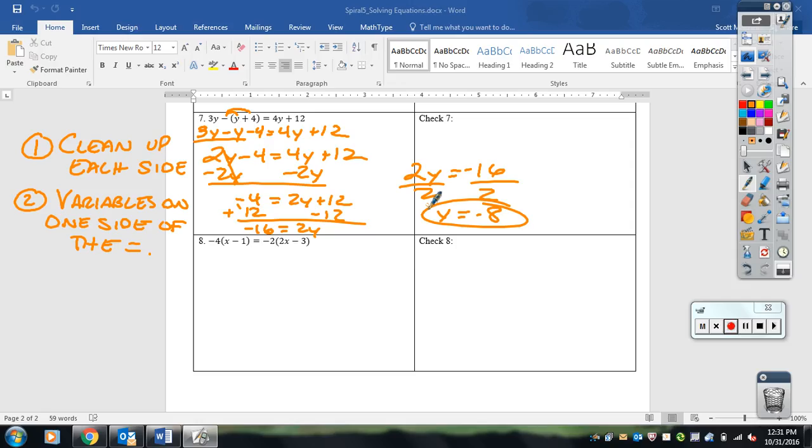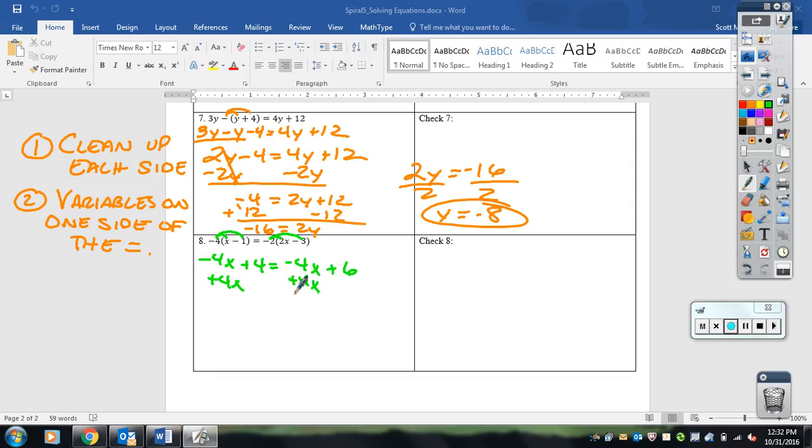For number 7. And for number 8, again, some cleaning up to do. Let me distribute. Negative 4 times x is negative 4x. Negative 4 times a negative 1, and negative times negative is a positive 4. Negative 2 times 2x is negative 4x. Negative 2 times negative 3, and negative times negative is a positive 6. Variables on both sides, you might see what's happening right now, so this is the same. Doesn't matter which you get rid of.